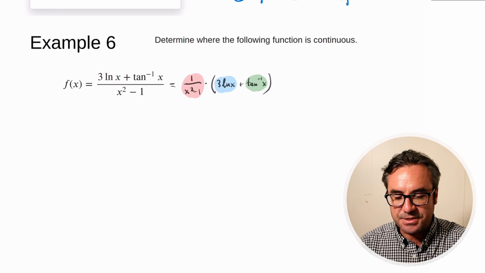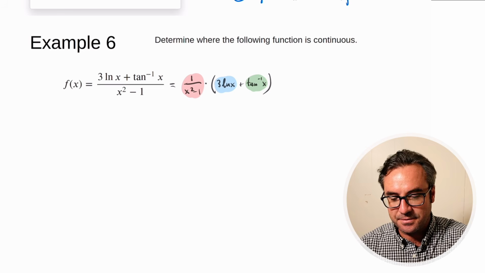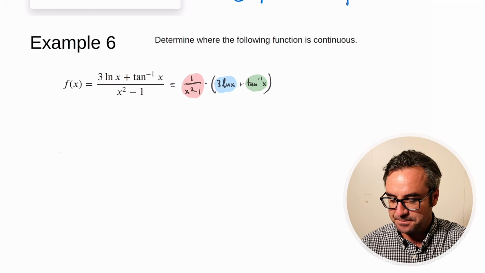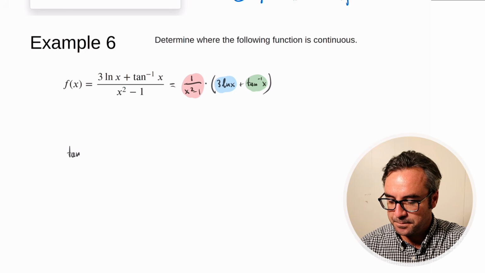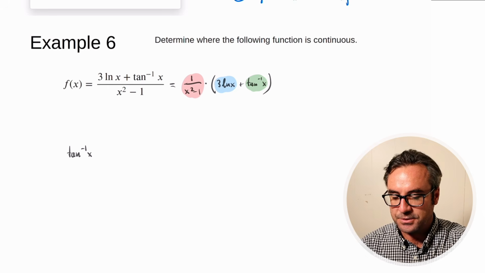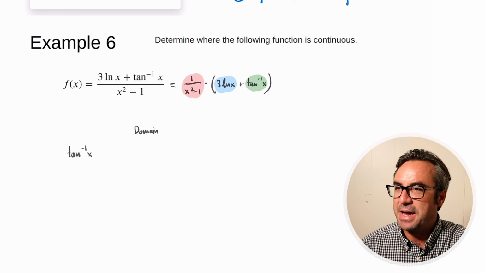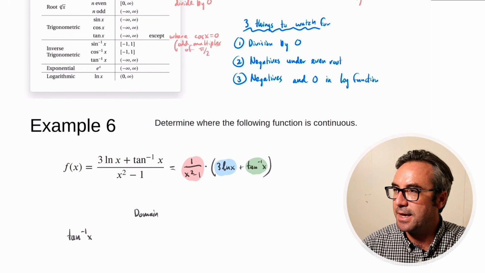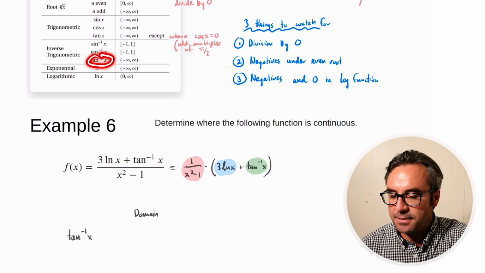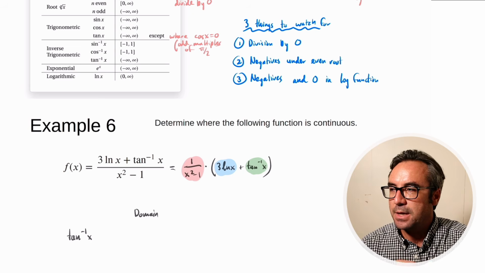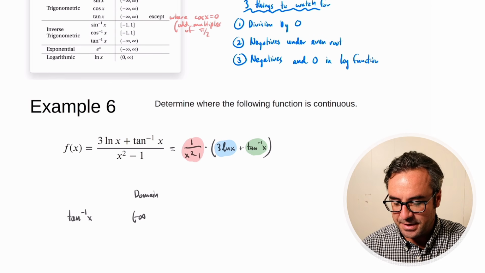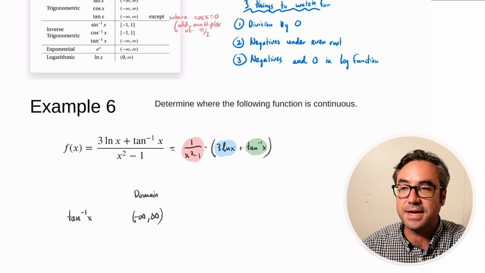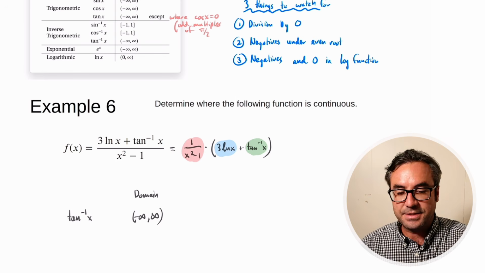All right, so let's start with the easiest one. Let's start with inverse tan. This one's probably the nicest. All right, so what's the domain of inverse tan? So let's go up to our table there, and inverse tan, all real numbers. So we'll just write that as an interval: minus infinity to infinity, the entire x-axis. All right, so that's our inverse tan.